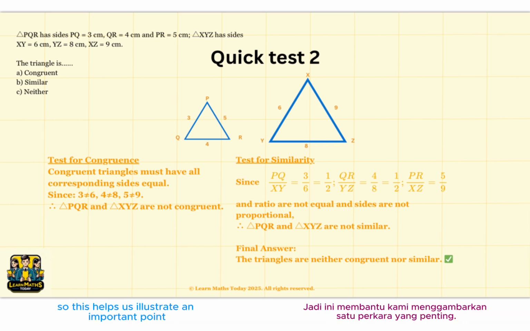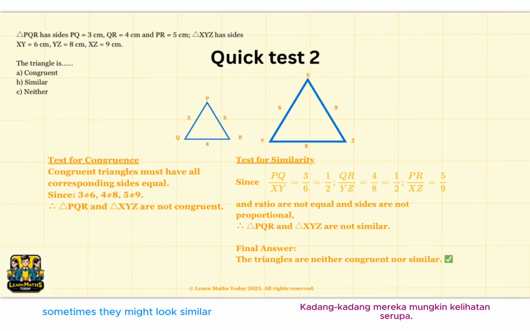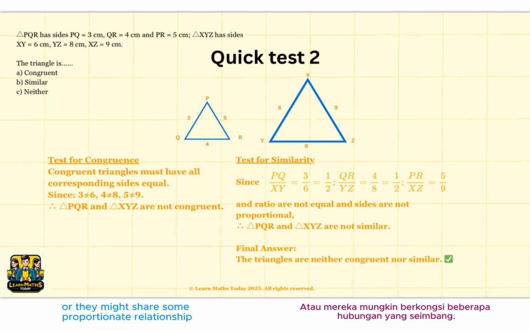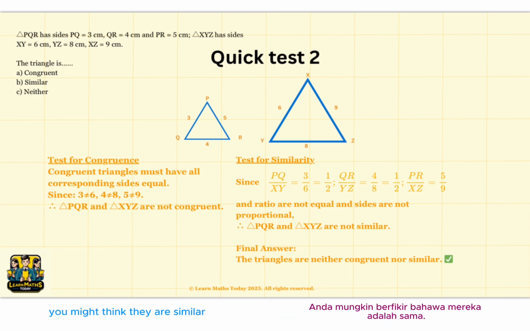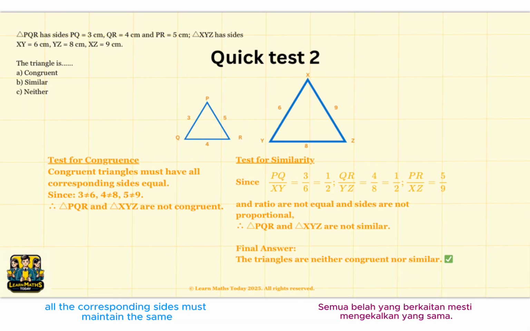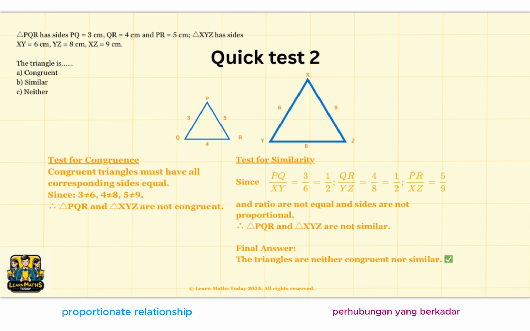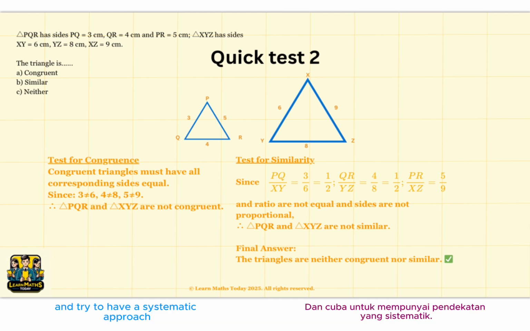So this helps us illustrate an important point. Sometimes they might look similar or they might share some proportionate relationship. You might think they are similar. This is not true all the time. All the corresponding sides must maintain the same proportionate relationship for the similarity to exist. And try to have a systematic approach. You can check for the congruence test first, and then you check for the similarity test. This can help you avoid making assumptions and ensure that you reach the correct conclusion.